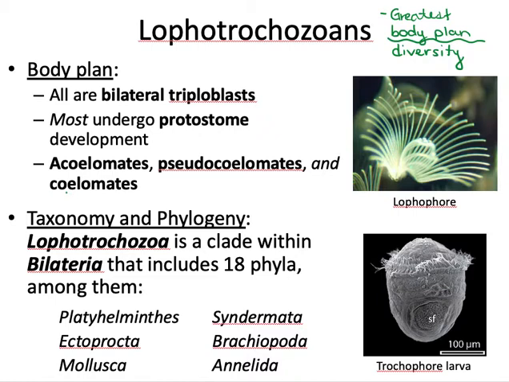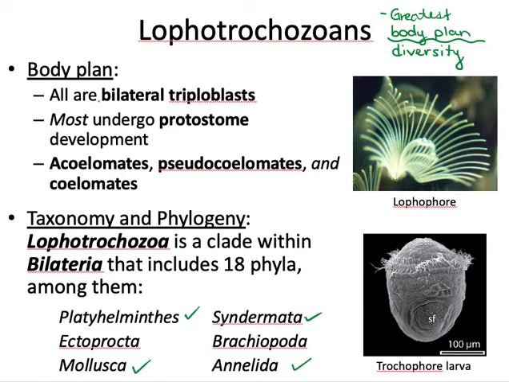So a coelomate, just to remind you all, is an animal that has a true internal body cavity that is fully lined by mesoderm tissue. Acoelomates lack that body cavity, but they do have mesoderm tissue, and pseudocoelomates have a partial body cavity, but it's only partially lined by mesoderm tissue. And so within the Lophotrochozoa, there are 18 different phyla. And again, the ones that we'll be talking about today are the Platyhelminthes, Cnidaria, Annelids, and Mollusca.